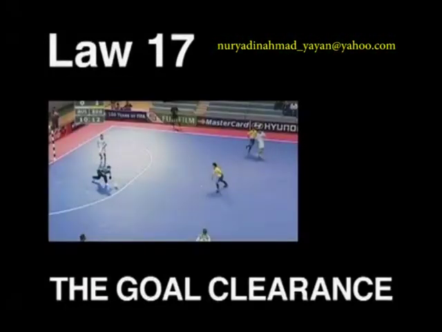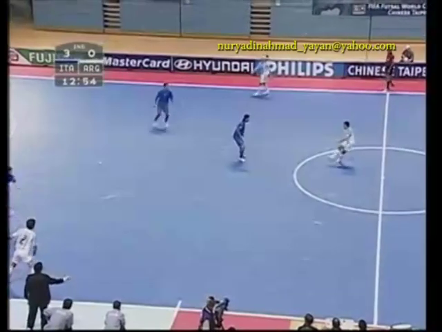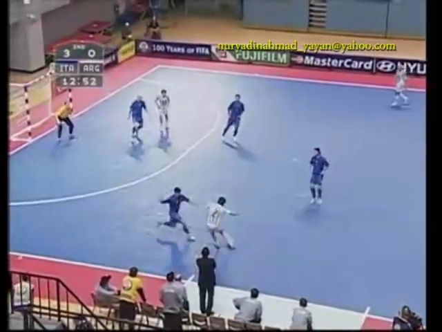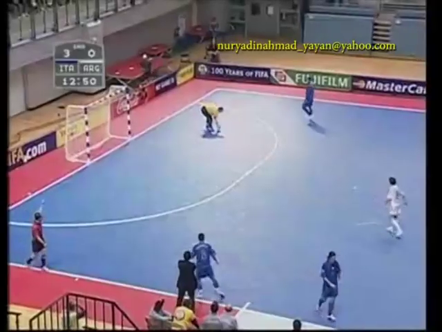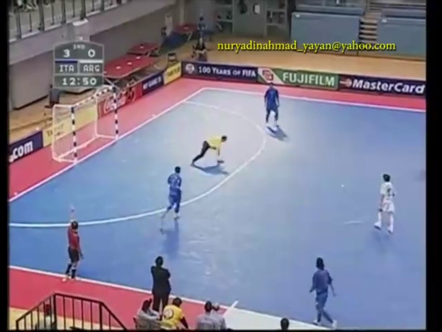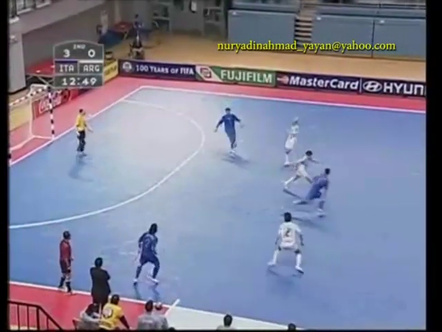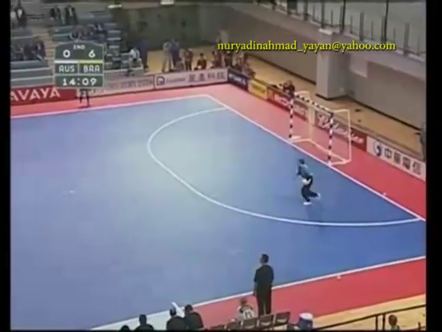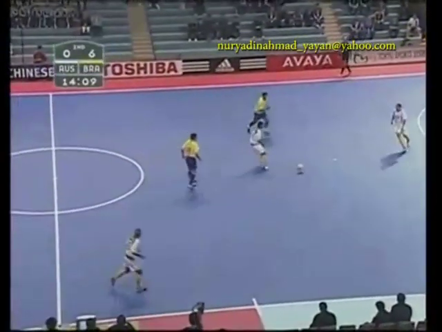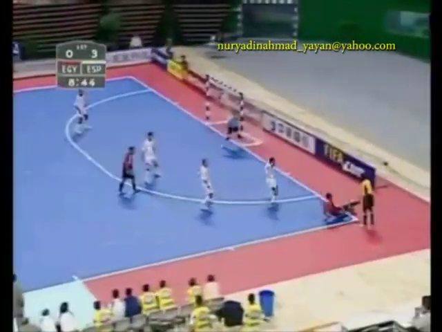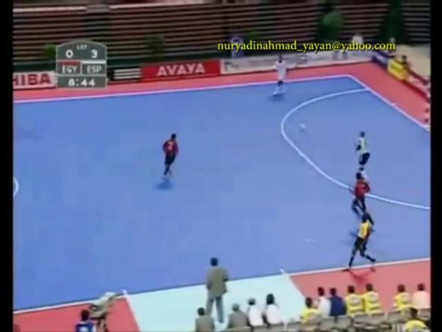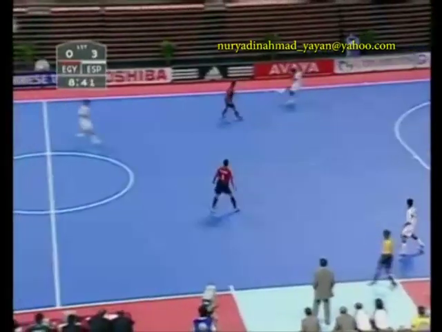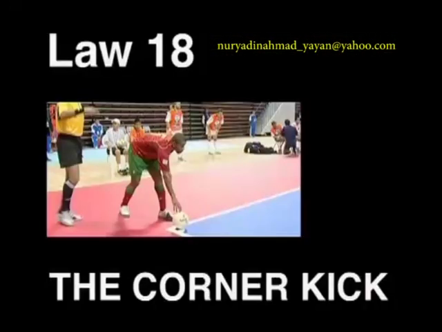Law 17. The goal clearance. A goal clearance is awarded when the ball passes over the goal line, having been touched last by a member of the attacking team. The goal clearance must be taken within 4 seconds and is taken by the goalkeeper of the defending team, who throws the ball from any point within his penalty area. The goalkeeper must not touch the ball for a second time until it has been touched by an opponent. And again, a goal cannot be scored directly from a goal clearance.